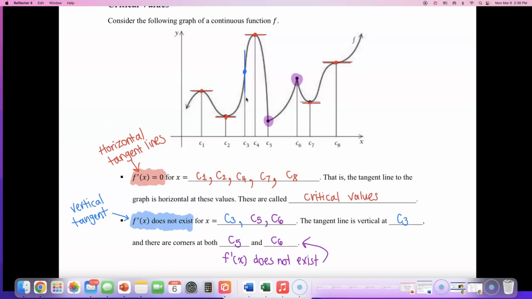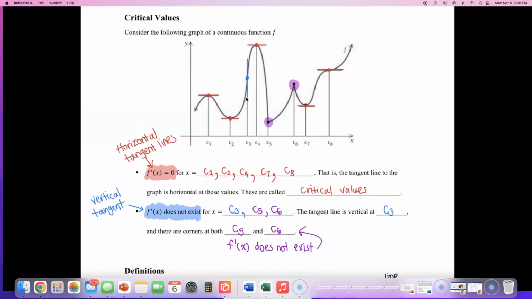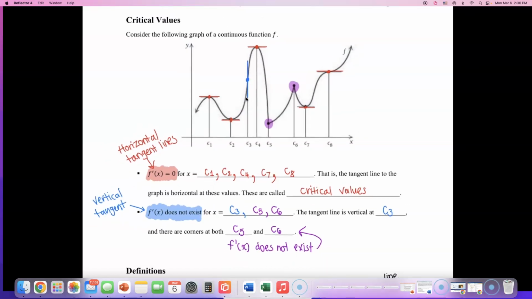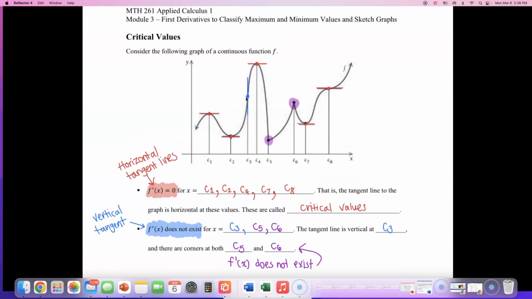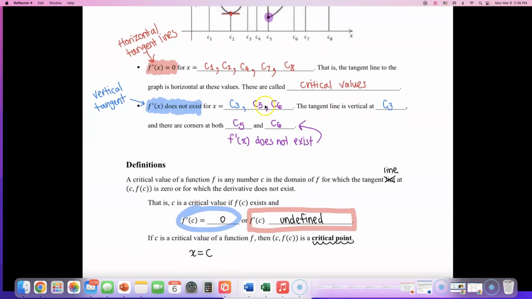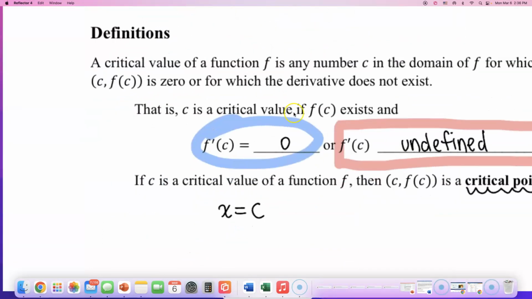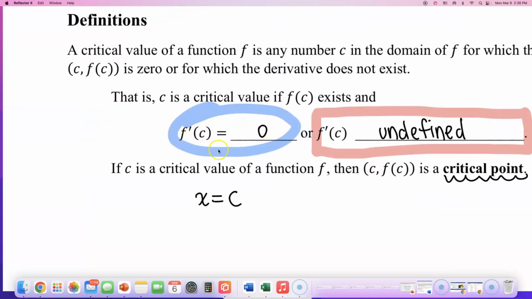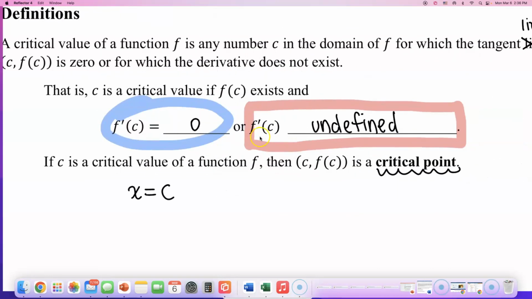Okay? So, two cases really. If the derivative is equal to 0, or if the derivative is undefined, that's what we call critical values. So we'll use this to find relative minimum and maximum in the next couple of examples. But like I said, this week we're doing more of setting the derivative equal to 0. And when we do the rational functions after spring break, we'll talk about how to find points where the derivative is undefined.